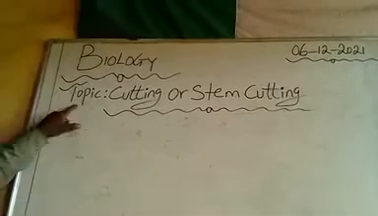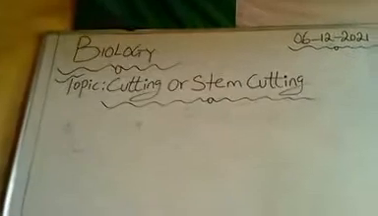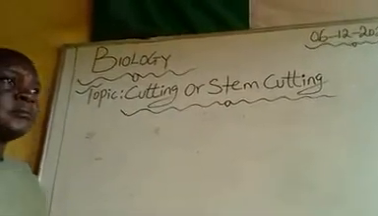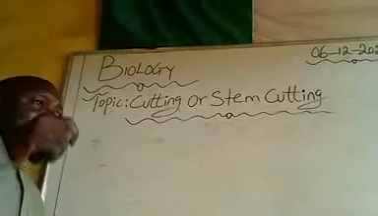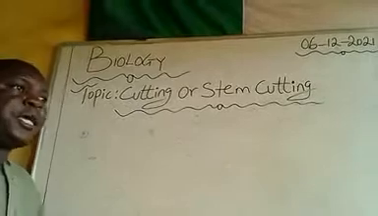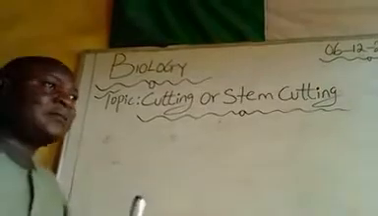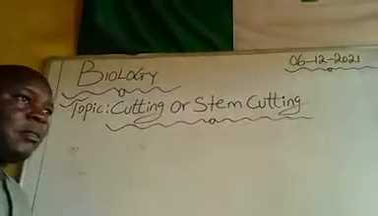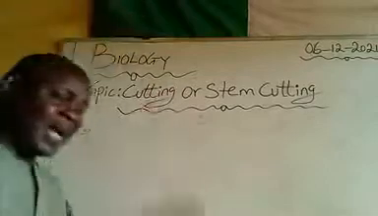Biology topic: cutting or stem cutting. Cutting is the act of cutting the stem of a plant into portions. Then you start planting those portions so as to get new plants.